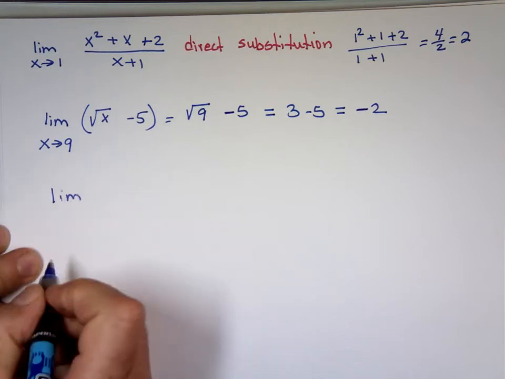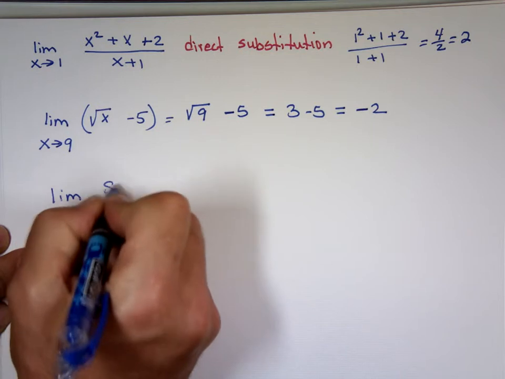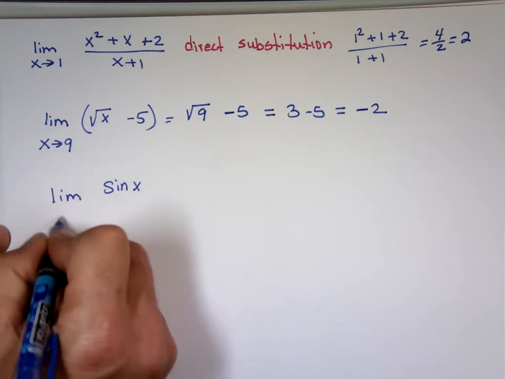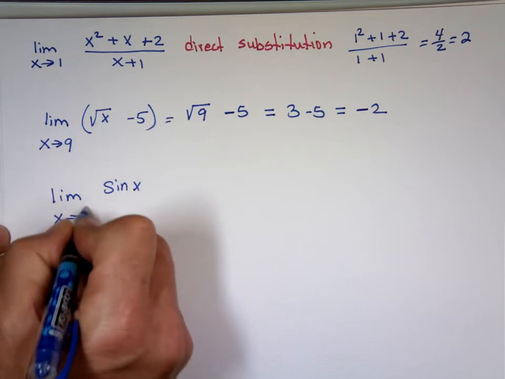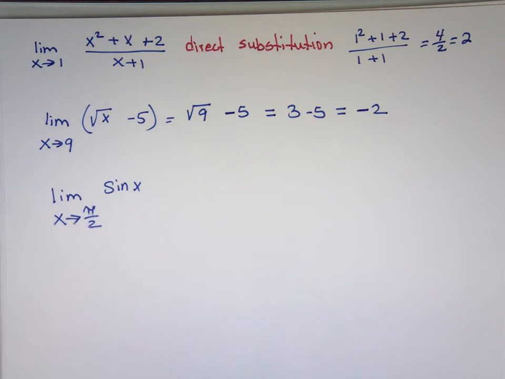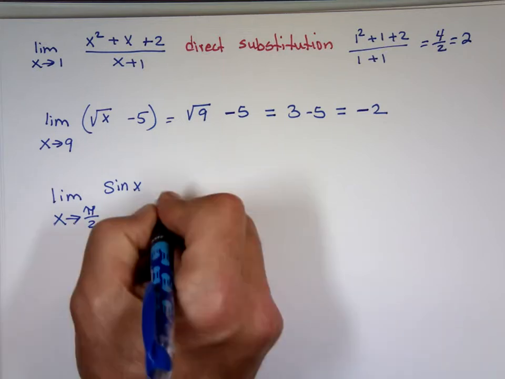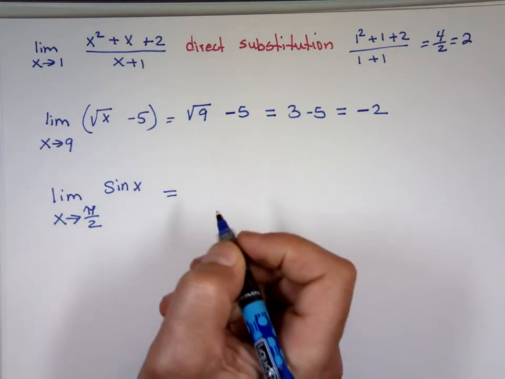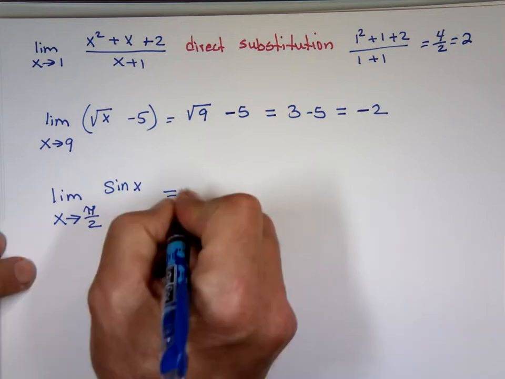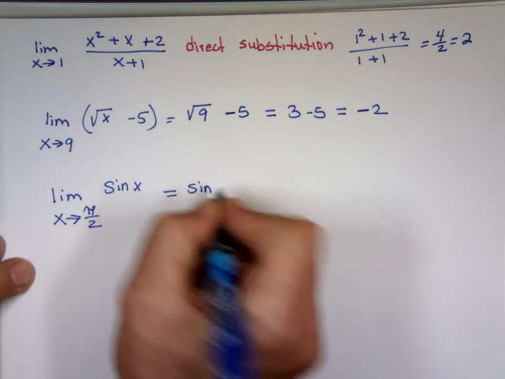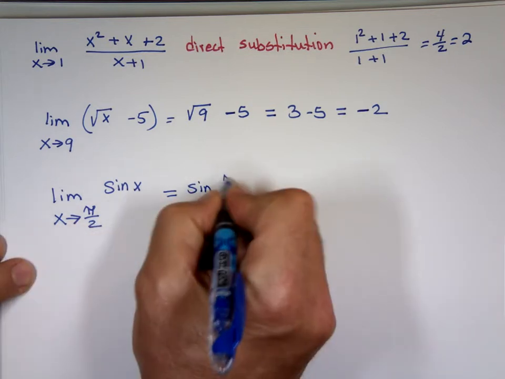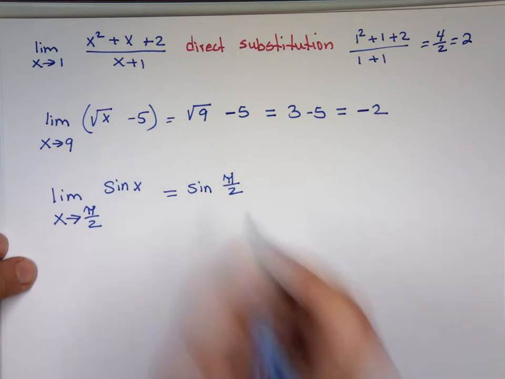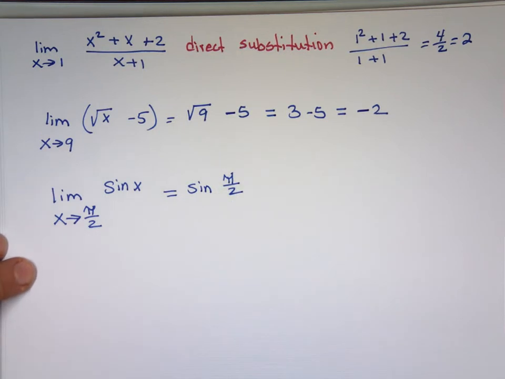What's the limit of sine of x as x approaches pi over 2? What are we going to use? Direct substitution. Sine, replace x with what? Pi over 2. What is sine pi over 2 equal to? 1.